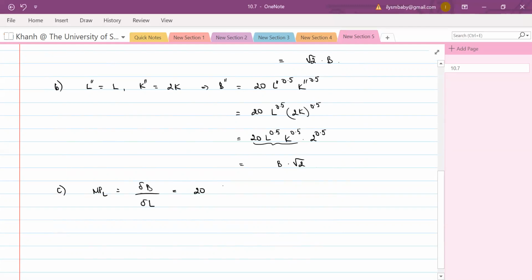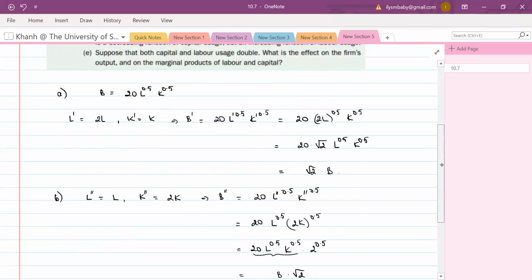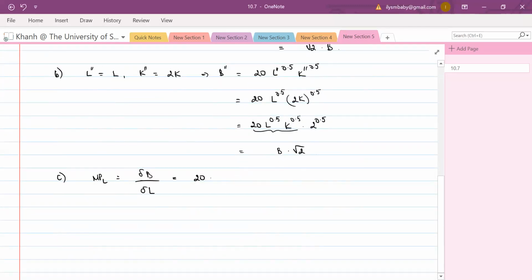And so I differentiate L to the power half. That will just give me half L to the power negative half. And because I'm treating K as constant, K to the power half will remain there just as a constant. So 20 times half is 10 L to the power negative half, K to the power half.